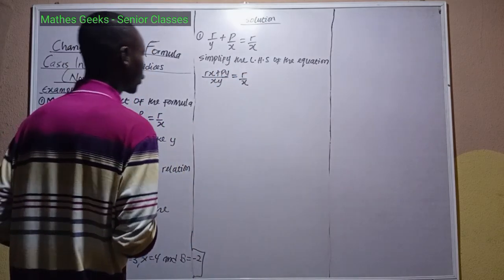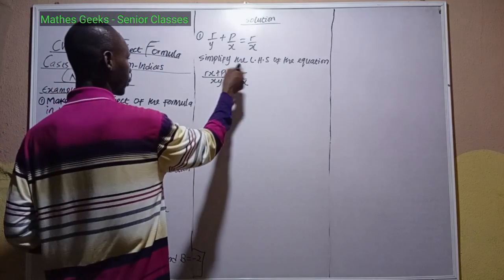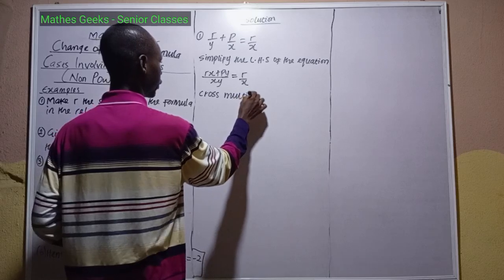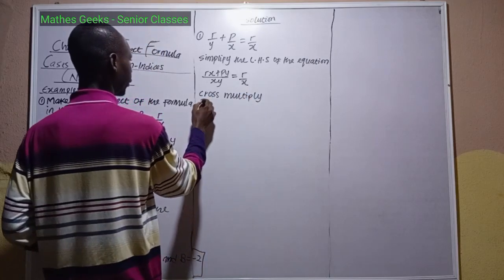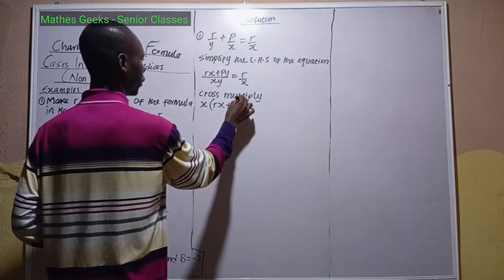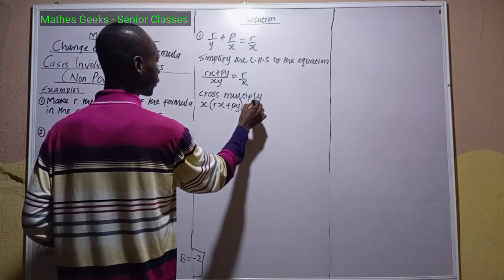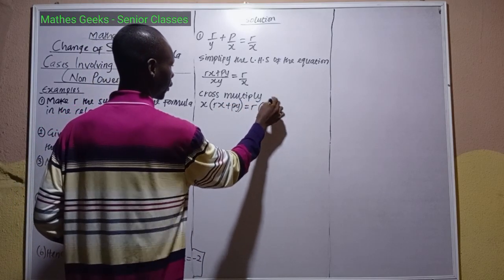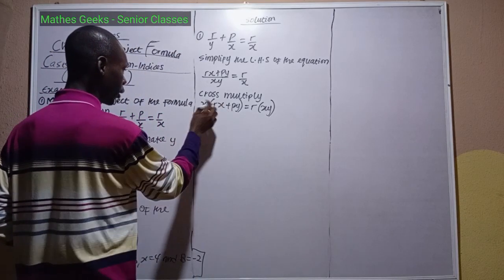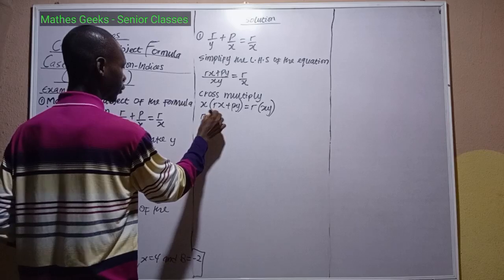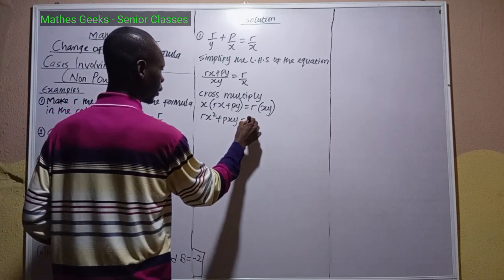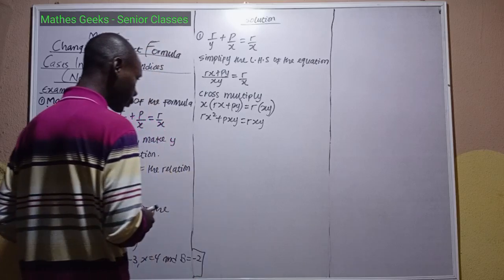The next thing we're going to do is cross multiply. So to cross multiply, rx plus py equals rxy. Now we expand: rx squared plus pxy plus rxy.